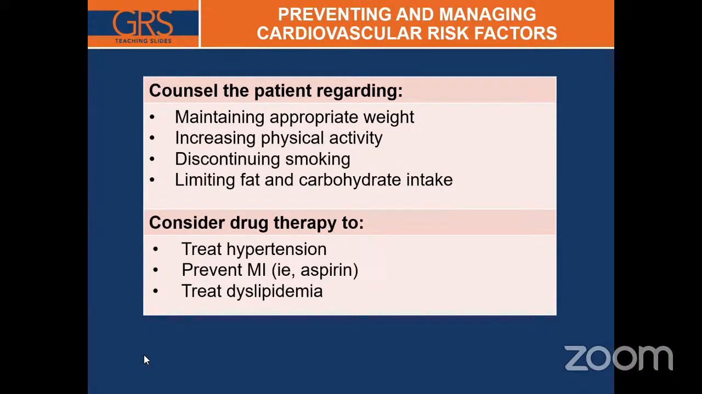I checked the website of the USPSTF, and they say for adults age 40 to 59 years with 10% or greater cardiovascular risk, the decision to initiate low dose aspirin use for primary prevention in adults age 40 to 59 who have 10% or greater risk should be an individual one. Evidence indicates that the net benefit of aspirin use in this group is small.